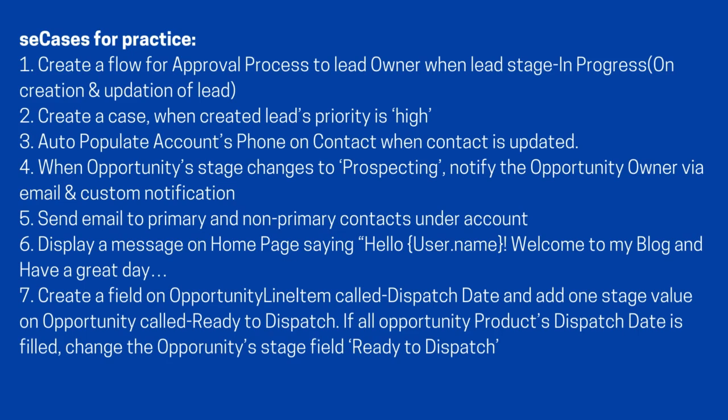7. Create a field on opportunity line item called dispatch date, and add one stage value on opportunity called ready to dispatch. If all opportunity products dispatch date is filled, change the opportunity stage field, ready to dispatch.